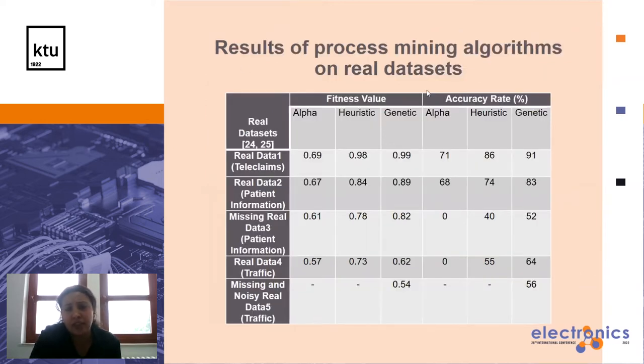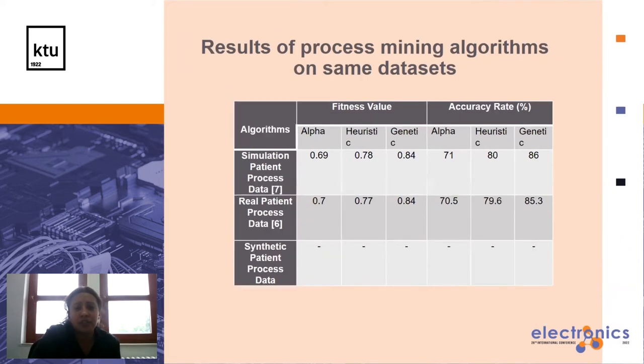Other real data set, the same accuracy rate. Some events were randomly deleted from missing real data 3. Missing real data 3 petition information event logs, some events were randomly added to and deleted from the missing and noisy real data, traffic data. And the performance of the alpha algorithm is lower than heuristic and genetic algorithm. On the other hand, the genetic algorithm yields better results than the heuristic algorithm in the same data set.